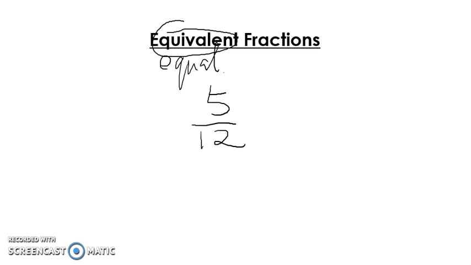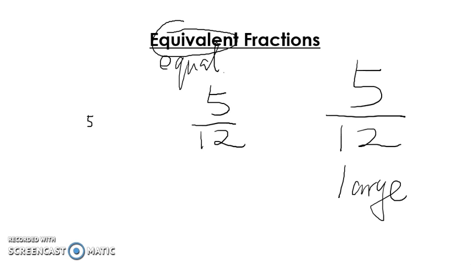Today our topic is equivalent fractions. Now the word equivalent pretty much means equal. So what we're looking for are equal fractions. If I have an example of 5 over 12, no matter how large it becomes, or how small it becomes, they are still the same. Hence, they are equivalent fractions.